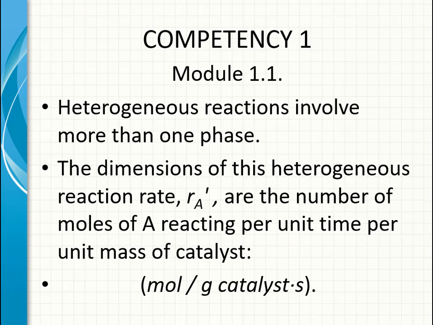Heterogeneous reactions involve more than one phase. The dimensions of this heterogeneous reaction rate, rA prime, are the number of moles of A reacting per unit time per unit mass of catalyst. So the units of rA prime will be moles divided by grams of catalyst times second. Here, what is important is not the volume of the reactor, but the grams of the catalyst.